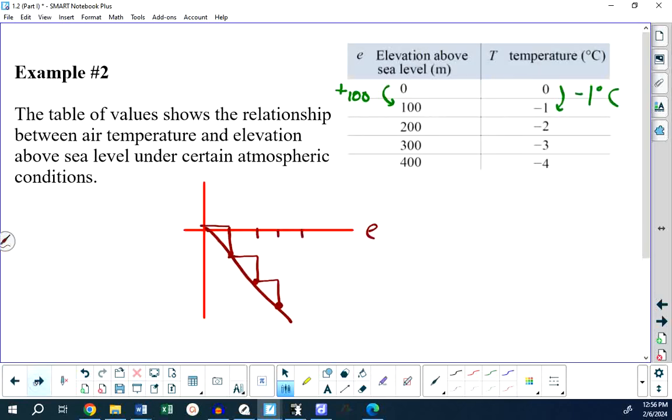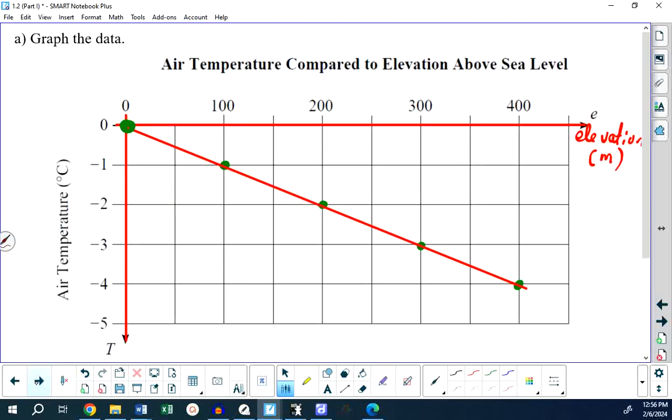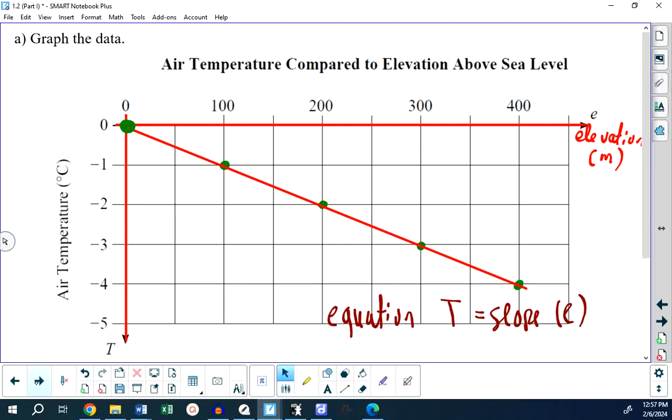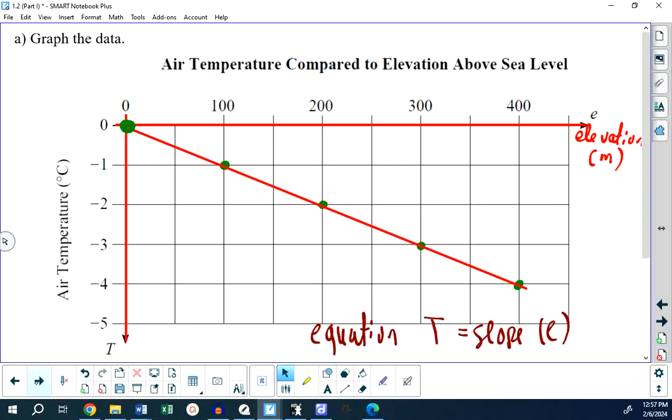The equation of this line should be, and we're going to work on this together, temperature equals the slope times elevation. Because we learned in the previous example that y is equal to the slope times x, and y is the temperature and x is the elevation. So this should be the equation. Okay, I'm parking that there. We'll come back and talk about that, but I'm just making an observation.